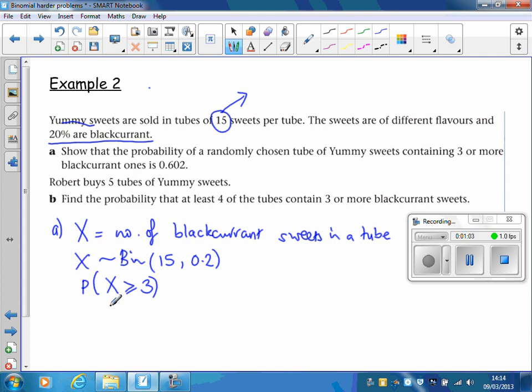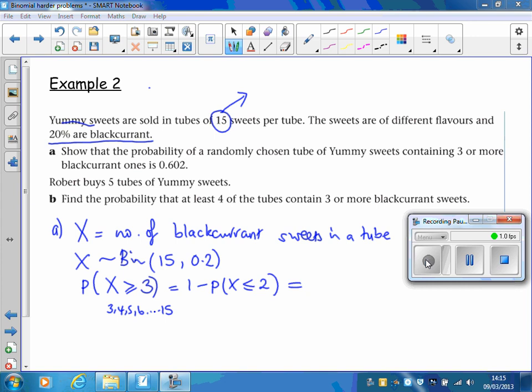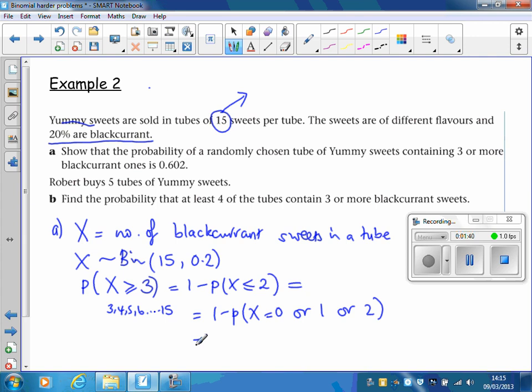Greater than or equal to 3 means 3 or 4 or 5 or 6, anything up to 15. So we're going to do 1 minus the probability that x is 2 or 1 or 0. So 1 minus the probability that x is less than or equal to 2. Now, unfortunately, we can't use the tables here because the tables only work for a binomial where n is 14 or 16. So we need to actually work out 1 minus the probability that x is equal to 0 or 1 or 2, which is a bit of a pain, but there you go. So it's going to be 1 minus.